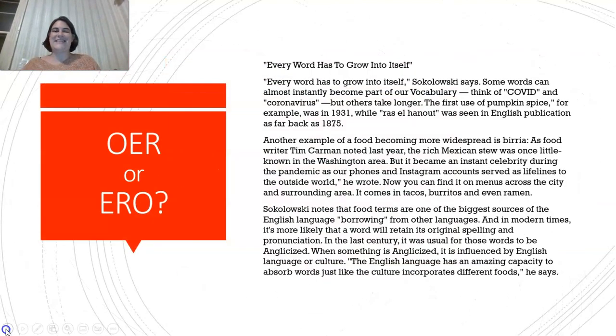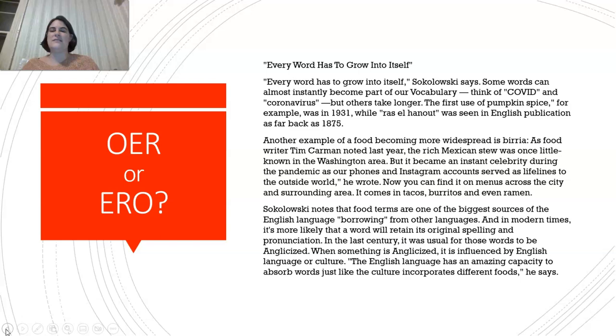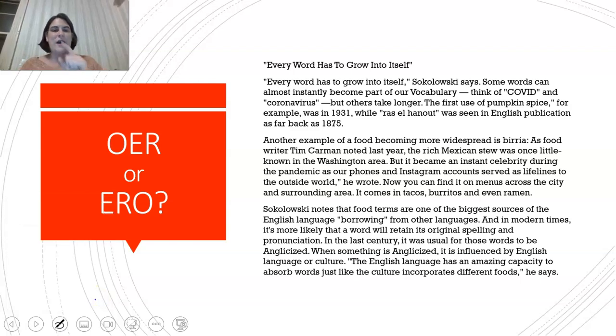All right, so let's look at an example. So we're trying to decide this way what type of order this is going to be in. Sorry about that. All right, so I'm going to see if I can get a little highlighter up here. Let's go to purple today just because. All right, so every word has to go into itself. That sounds like some evidence, maybe a main idea. I don't think that's kind of opinion, but not totally. And when you talk about some words becoming part of our vocabulary, giving specific examples, all right, that sounds like evidence right there. And we're getting to the first use of pumpkin spice.